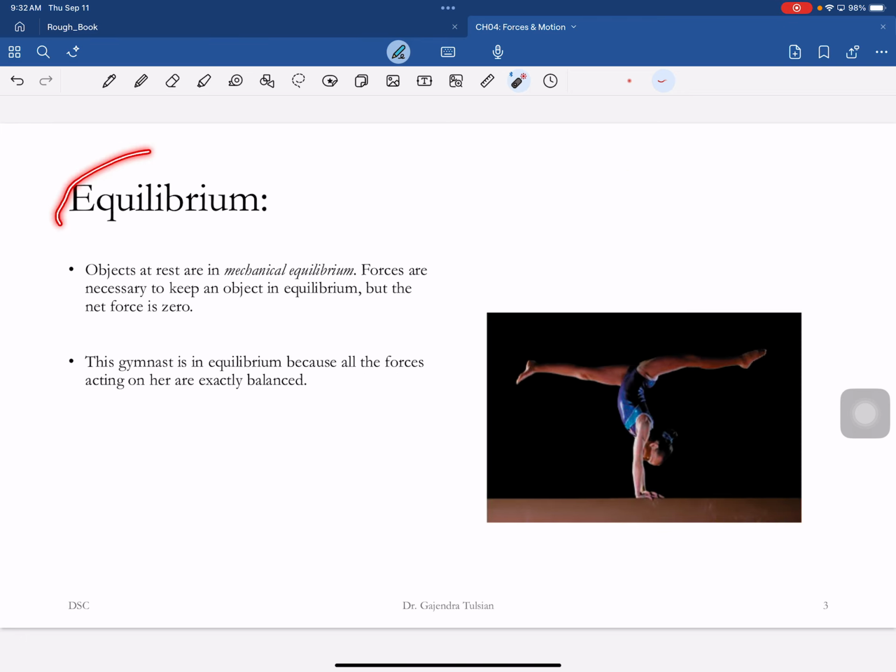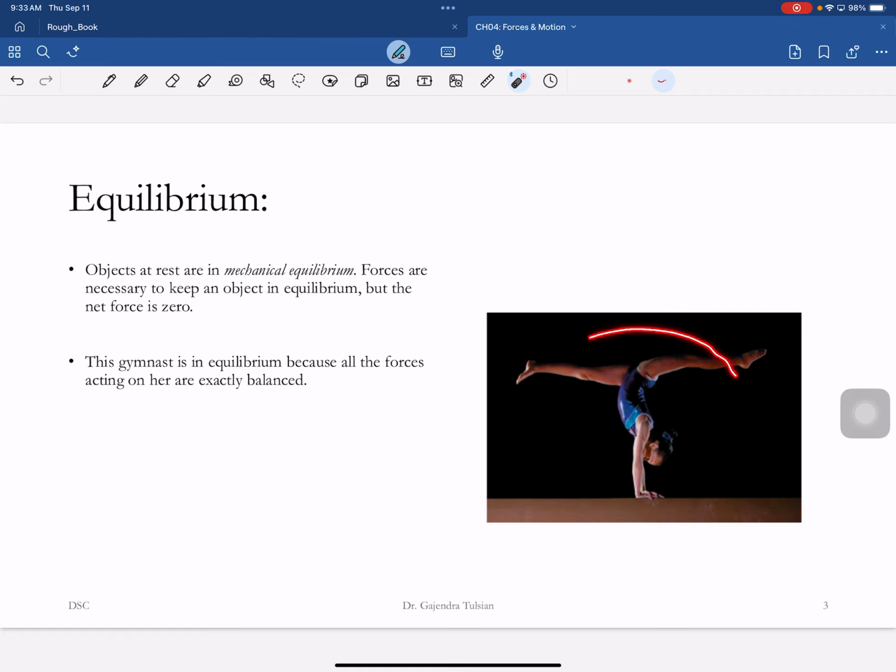We'll talk about equilibrium. There are two kinds of equilibrium. One is static equilibrium, meaning the object is at rest, and the other is dynamic equilibrium, when the object is moving, but at constant velocity. We'll be interested mostly in static equilibrium, so the object is at rest. When an object is at rest, the sum of all the forces acting on it is zero, or the total force acting on the object is zero.